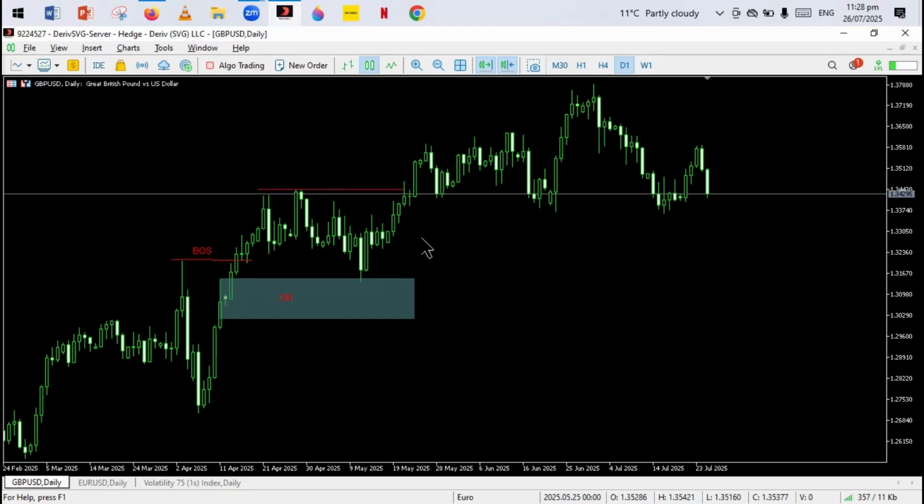So that is the break of structure. And then that is our order block. Our order block is always the last candle before the impulsive move down, which is that one. So that is our order block.